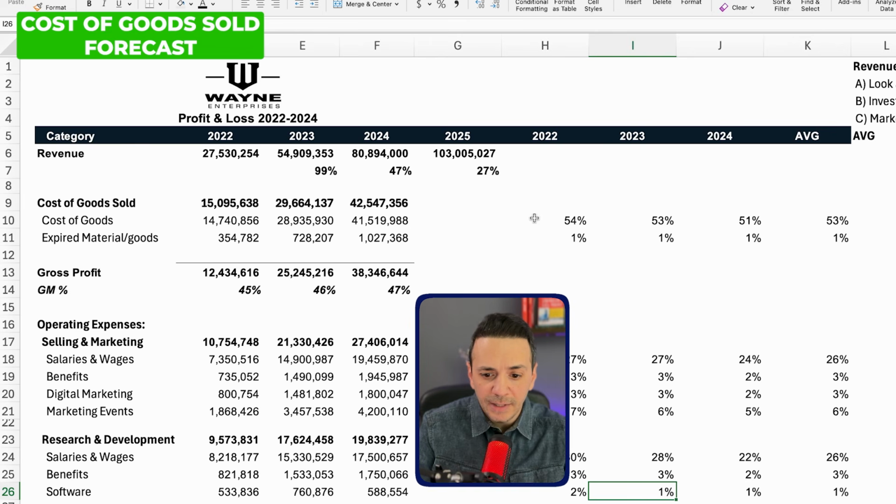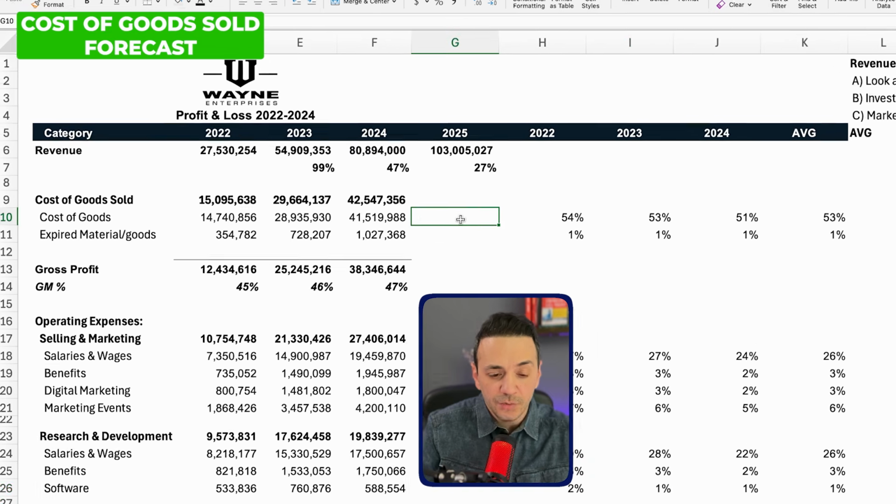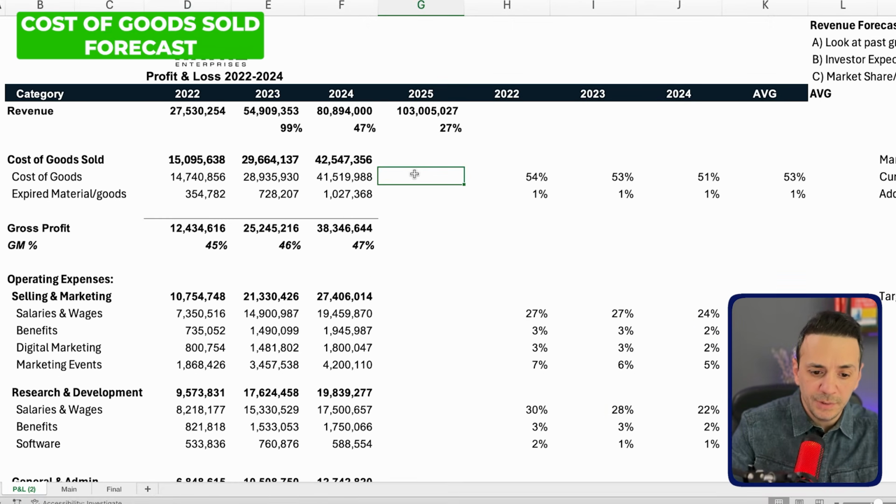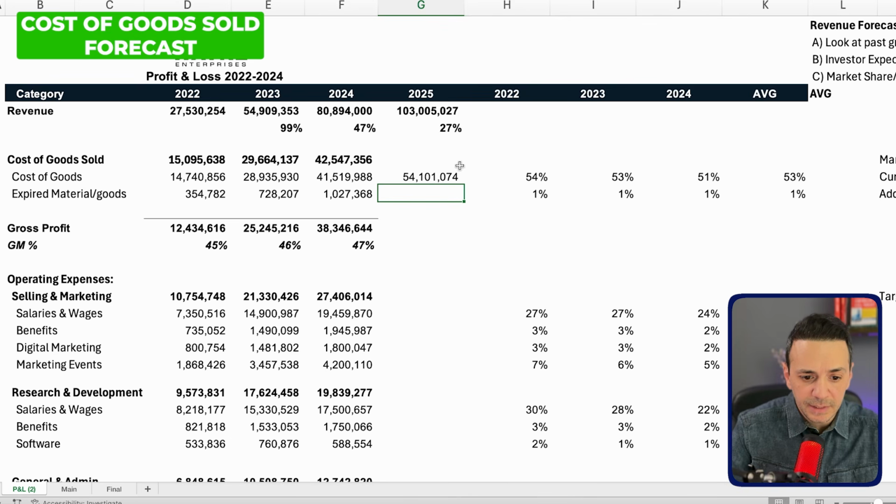We can go ahead and calculate that change. So for 2025, cost of goods sold, it's going to be equal to the revenue number that we just forecasted times the average percentage of revenue, right? So it's going to be 54 million. And before we drag this down, we'll just fix the revenue number in place by hitting function F4, and that's going to put dollar signs to fix the cell in place, so when we drag it down, it doesn't change the base cell.